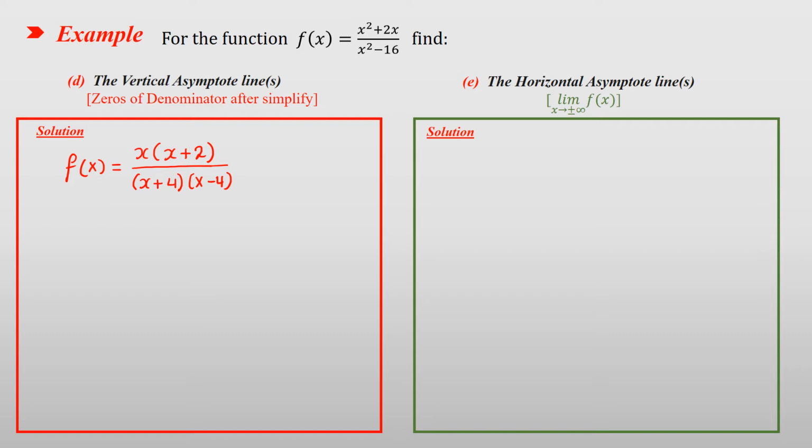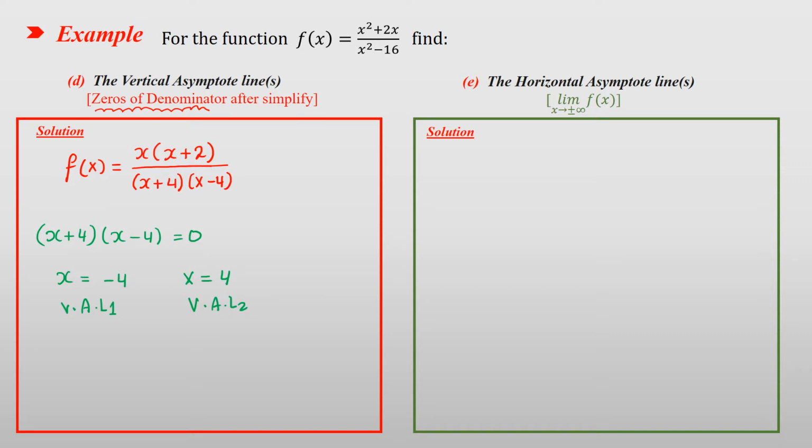So you have to find the zeros of the denominator, and these zeros will be the vertical asymptote lines for this function. So you put the denominator equal to 0. Then we have x equals negative 4 and x equals 4. This is the first vertical asymptote line, and this is the second one.